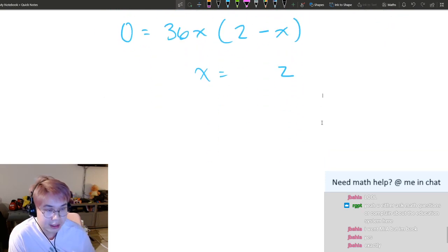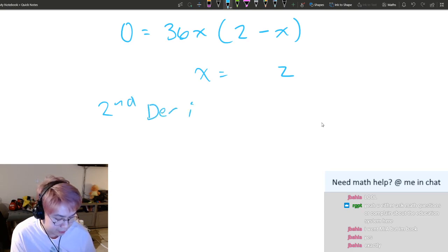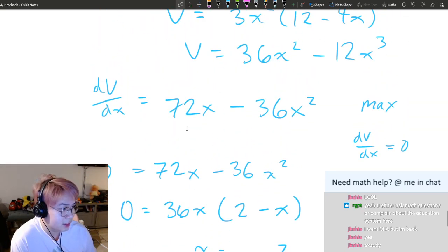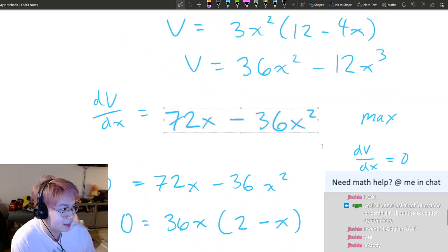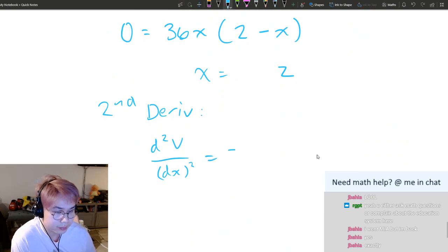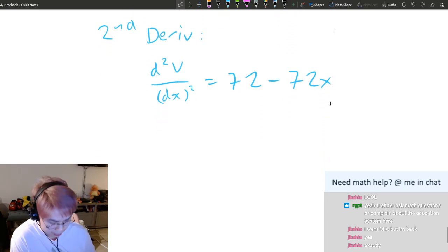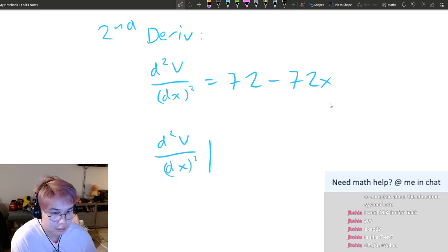And then there's two ways that we can do this. We can do a first derivative test or a second derivative test. I'm going to do the second because it requires less plugging in of numbers and calculating. I'm going to find the second derivative because that's fairly easy to find given I have this. Here's the derivative, right? And then if I evaluate the second derivative at 2, then I get negative 72.